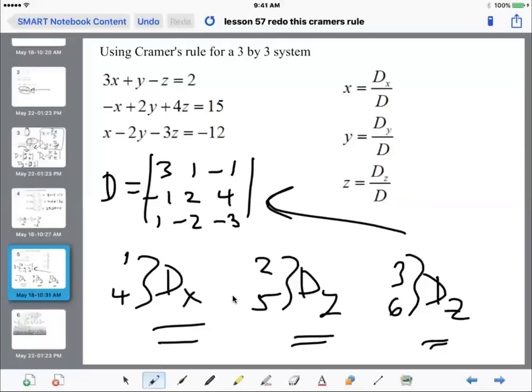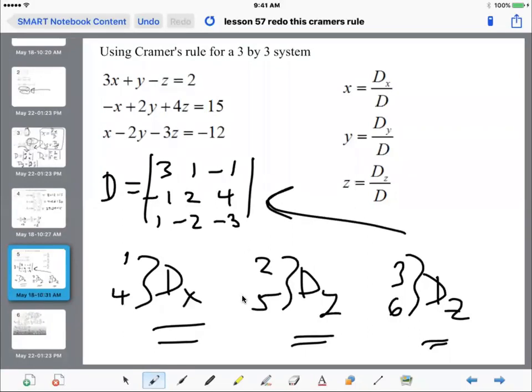Okay, recording again. So yes, D was 7 and dx was 7. So x was dx over D, which is 1. For y, dy was 14. 14 over 7 is 2. And finally, people in groups 3 or 6, what was your 3x3 determinant? dz became 21. Divided by 7 is 3.